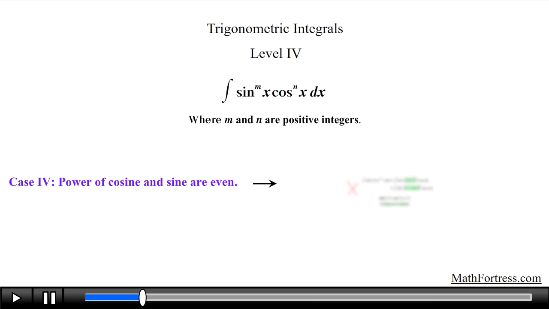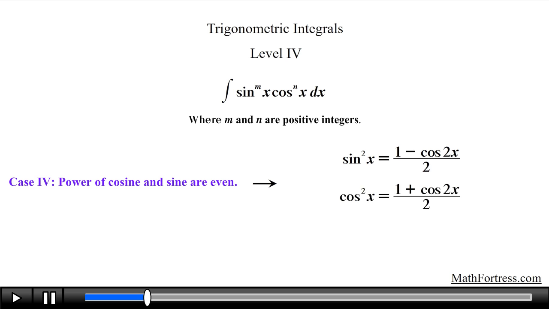The strategy that we want to use when we are face to face with these types of integrals is to repeatedly use the following trigonometric identities. Sine squared of x equals (1 minus cosine of 2x) over 2, and cosine squared of x equals (1 plus cosine of 2x) over 2. These identities are modified versions of the half-angle formulas that you encountered in your trigonometry or pre-calculus class.